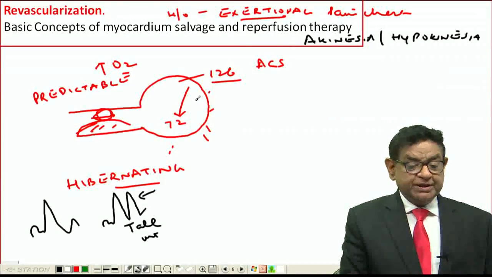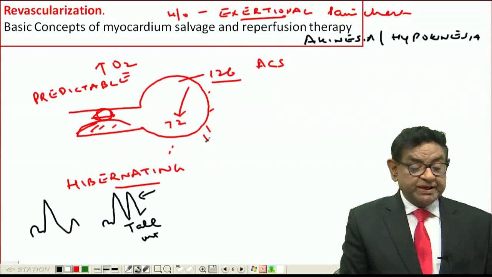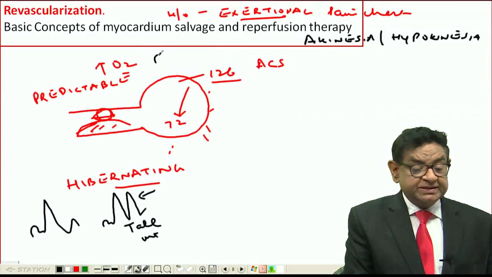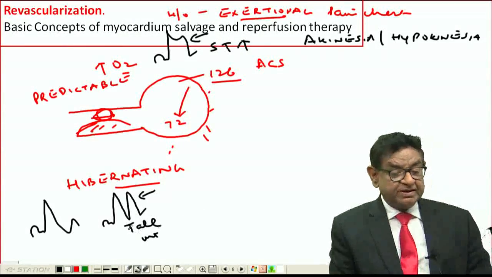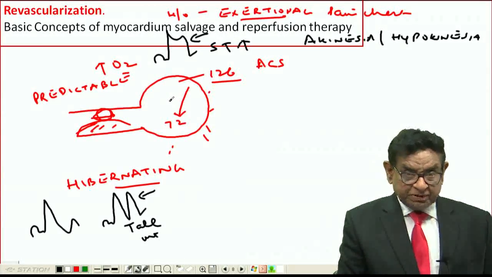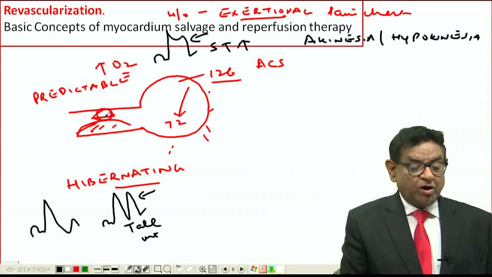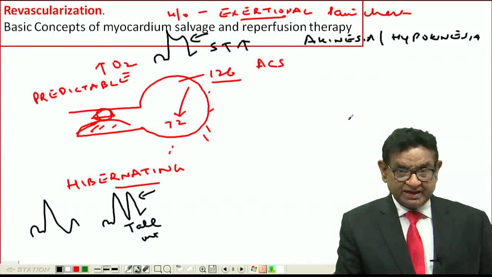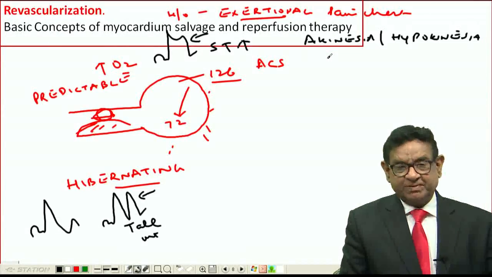For the next 2-3 hours, this tissue is still surviving. How do we know? In the ECG, we start getting ST segment elevation. Here a tall T wave was there, but remember, pathological tissue ischemia is still there. If we can open up the block within 2-3 hours, we can reperfuse the myocardium and we can save the entire myocardium. I can give you a better example.